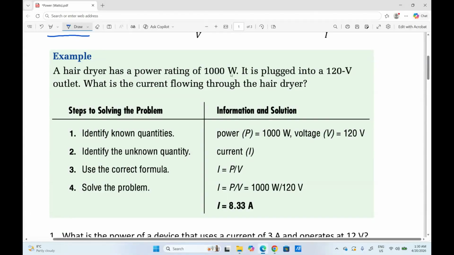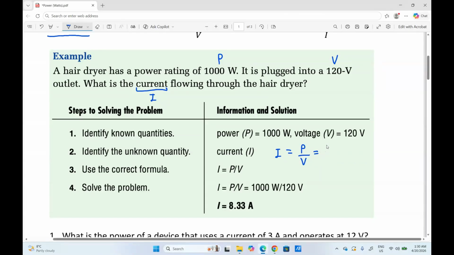rating of 1000 watts. Since I know it's in the units of W, I know that's power already. It is plugged into a 120 V outlet. Now, since it's represented by V, I know this is voltage. And now it says here, I'm looking for current. So in this case here, since I'm looking for current, I would equal to P divided by V. And I would just apply the calculations just like they have it here.